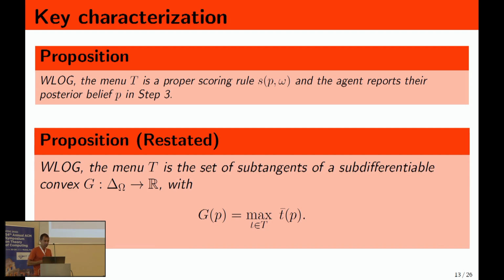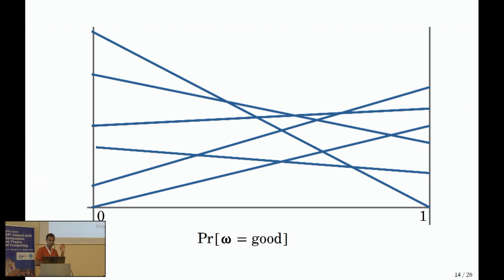straightforward. Another way to state this, and this will be clear from the picture, another way to say it is you're designing a convex function G, and your menu just comes from tangents to the convex function. And Jason showed us this once, and then I'll show it to us again. And the convex function is sort of the pointwise maximum of these expected scores. That sounds jargony, but let me just show it.